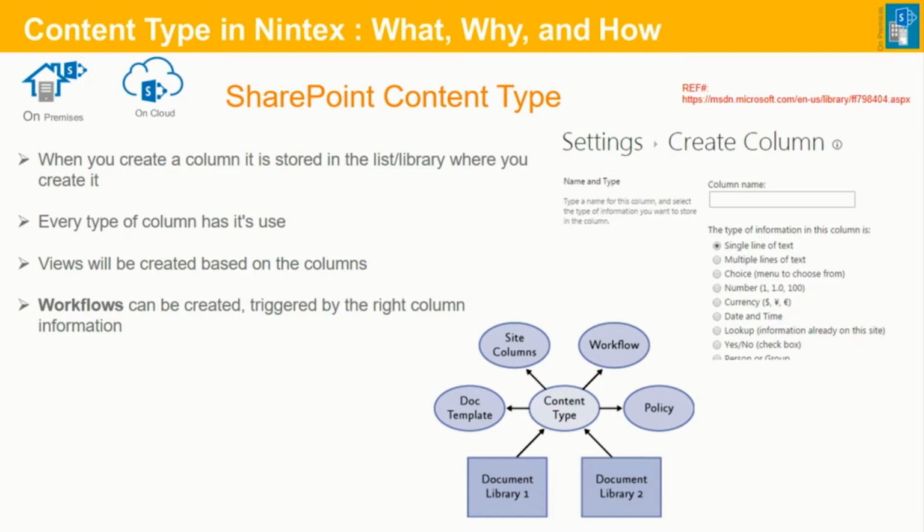As you can see, the content type is in the middle here. So this is what we're talking about, content type. You can attach a workflow, a site column, libraries, and of course we have a document management policy. And of course you can have more than one document library using the same content type.